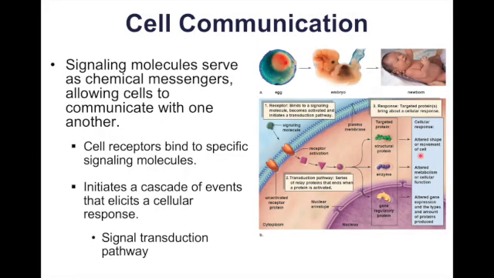So cell communication first. Signaling molecules are these chemical messengers that allow the cells to send messages throughout the cell, but also to different cells. And so these cell receptors are going to bind to whatever the specific signaling molecule happens to be. So they're very specific, right? This signaling molecule is shaped to recognize this signal. And once this does bind to it, that's going to initiate some kind of cascade of events that's going to produce a final result.